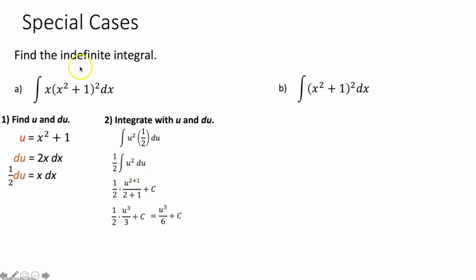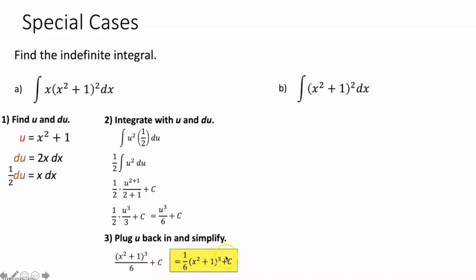Now, we want to evaluate this indefinite integral, which means our answer needs to be in terms of x. So what we're going to do is take whatever we set u equal to, in this case x squared plus 1, plug it back in for u, and then simplify. Technically, you can leave this as your answer, or if you want to make it look a little neater, instead of writing divided by 6, you can multiply a 1/6 out front, and you have your answer.